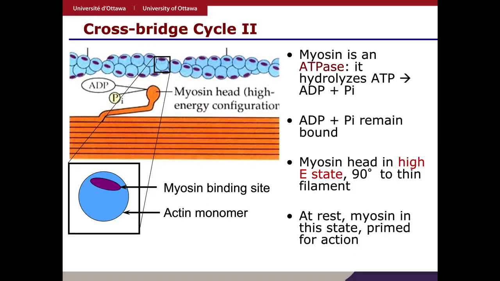The energy from the high-energy ATP bond is transferred to the myosin molecule, causing it to adopt a high-energy conformation, and is now 90 degrees relative to the thin filament. Myosin is energized and ready to bind to its binding site on actin, indicated by the purple ellipse. This is the state that muscles are in at rest, primed and ready for action.